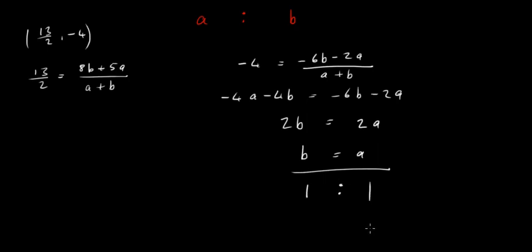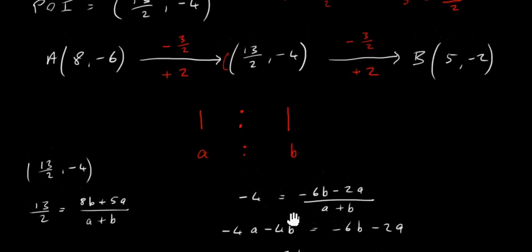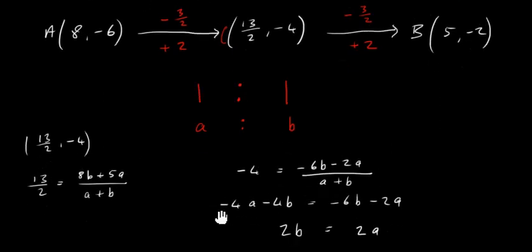So that's another way of doing it. But this translation way up here is a little bit easier, I think. Okay, so that's it for dividing a line segment into a particular ratio using that particular formula.